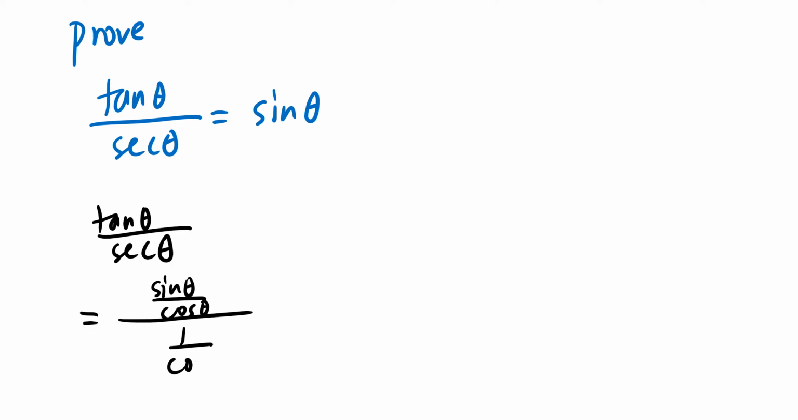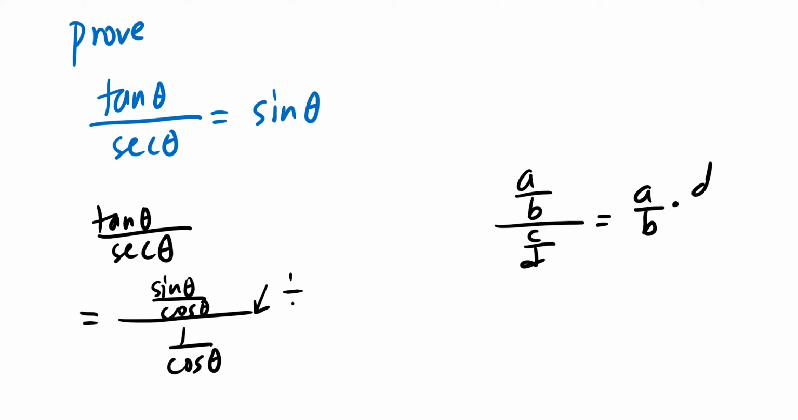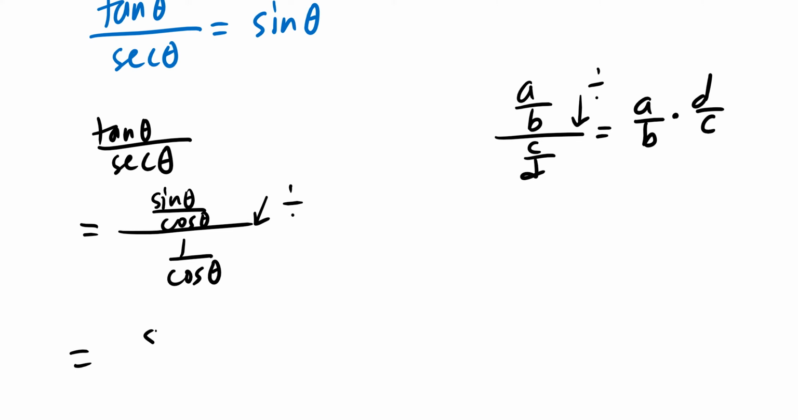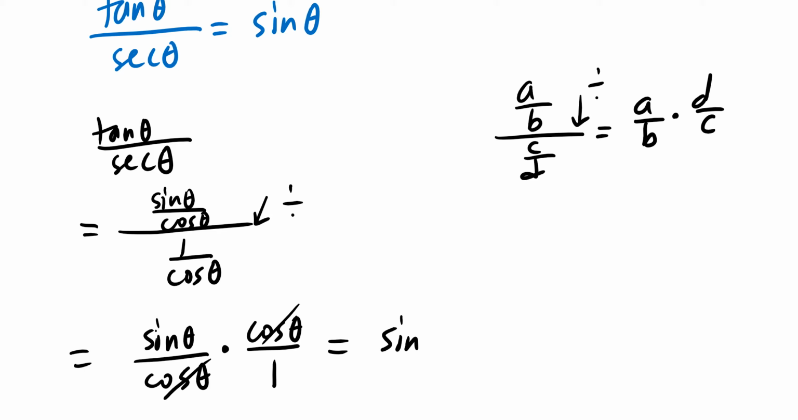Secant is 1 over cosine theta. Keep in mind that's the division sign. If we have a over b divided by c over d, you can write it as a over b times d over c. So the division becomes multiplication. So I'm going to keep the top fraction the same, switch division to multiplication, and flip the other fraction. Notice how cosines cancel, and that gives us what we need.